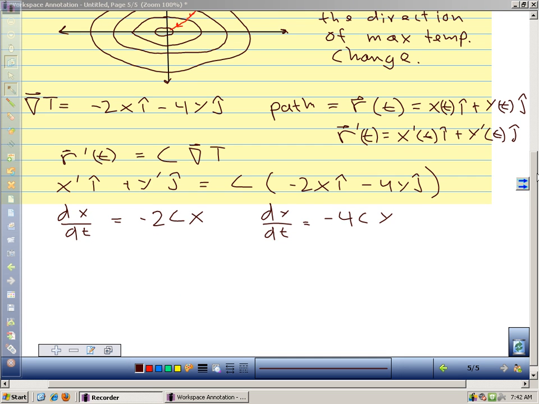Anybody see where we need to go from here? Well, we have dx/dt and cx. We want to get x in terms of y, or y in terms of x somehow. I'm going to solve each of these for dt. So I'm going to say that dt from this equation equals minus 1/2, and I'm just going to call this other constant c1, dx over x.